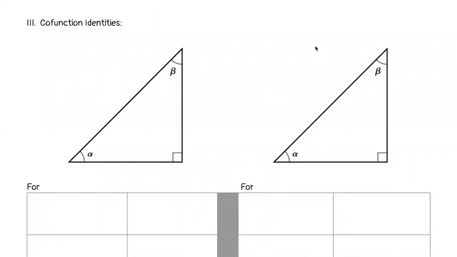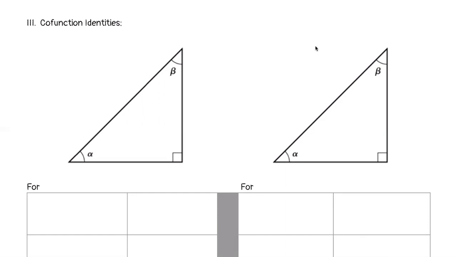we're going to take a look at something called co-function identities, okay? So this is the start to a list of identities. There are many, many identities in trig. And basically an identity is something that's always going to be true, okay? So like sine equals opposite over hypotenuse is always going to be true. And so what we're doing now is just extending this a little bit, all right?